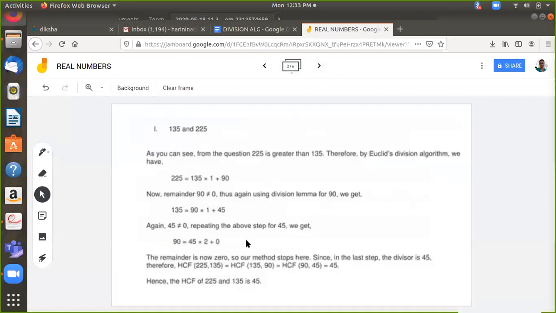Now there is one more problem which is shown here. Now the two numbers are 135 and 225. Now try on your own. Don't look at the screen that I have shown. This is to help those who are not able to do. So which will be your divisor and which will be your dividend in these two cases? 135 is divisor. And dividend will be 225.